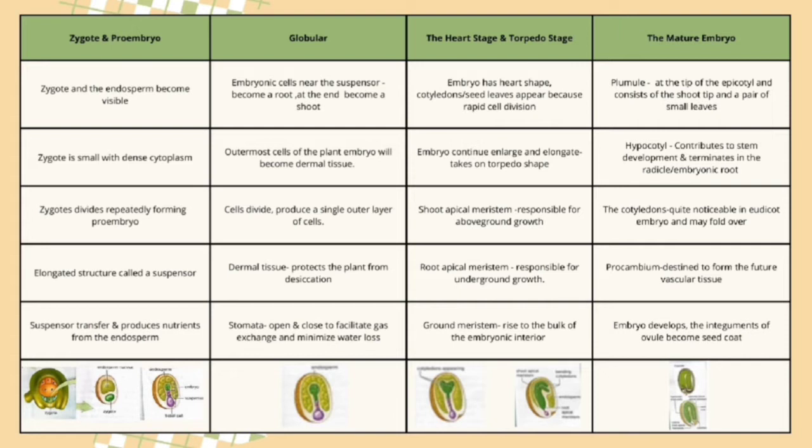Lastly, the mature embryo stage. Plumule, which is at the tip of the epicotyl, consists of the shoot tip and a pair of small leaves. Hypocotyl contributes to stem development and terminates in the radicle or embryonic root. The cotyledons are quite noticeable in the eudicot embryo and may fold over. Procambium functions to form the future vascular tissue. As the embryo develops, the integuments of the ovule become the seed coat.